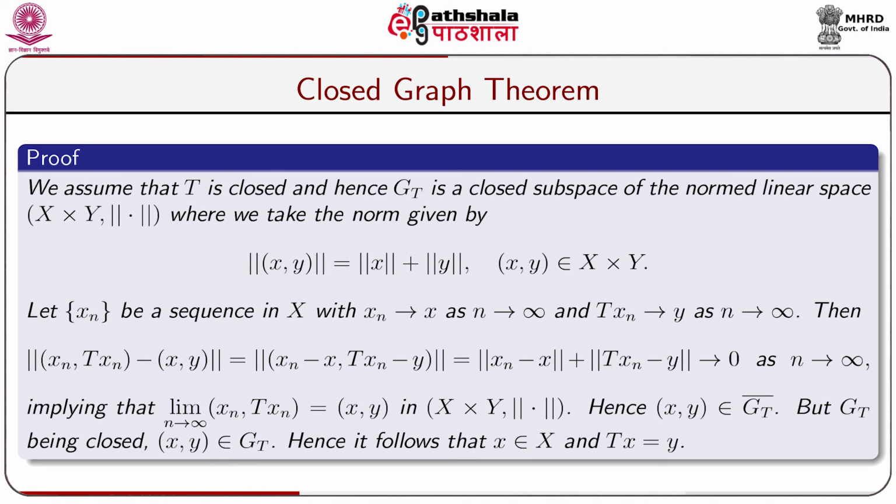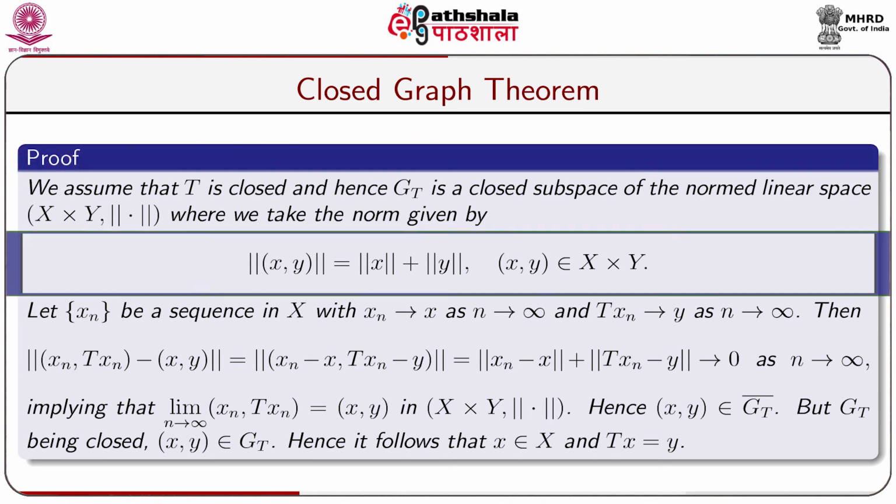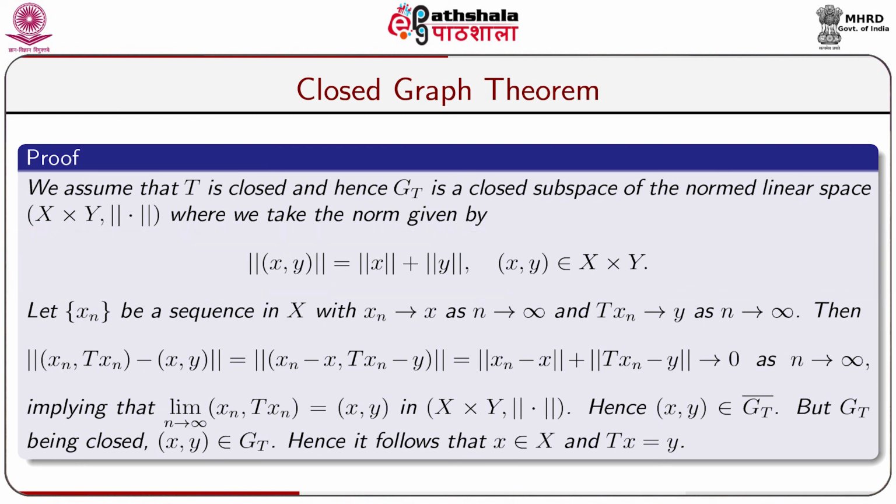We assume that T is closed and hence G_T is a closed subspace of the normed linear space X cross Y, where we take the norm given by norm of the pair (x, y) is equal to norm x plus norm y, where (x, y) is taken from X cross Y. Let x_n be a sequence in capital X such that x_n goes to x as n tends to infinity and Tx_n goes to y as n tends to infinity.